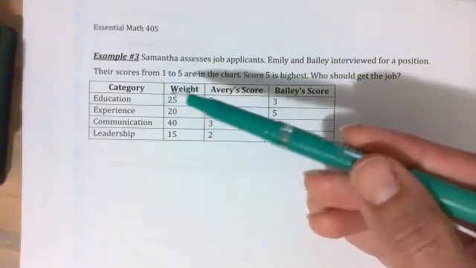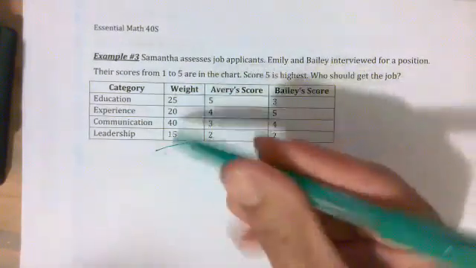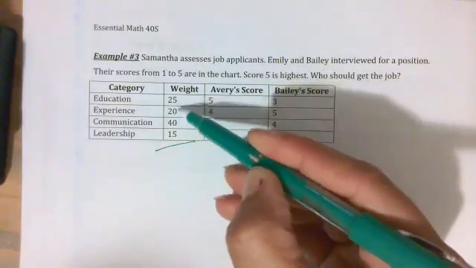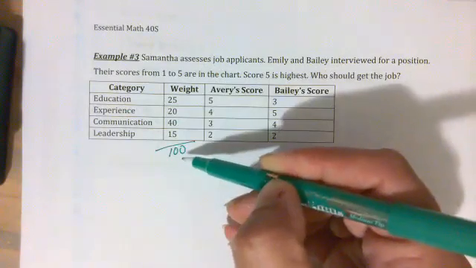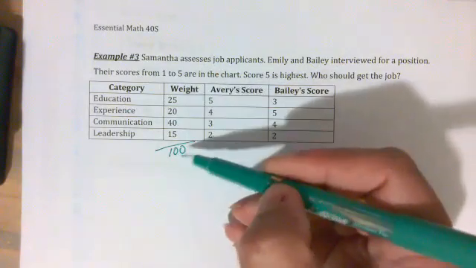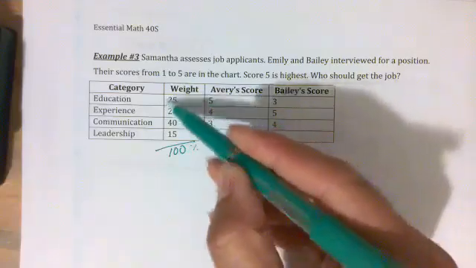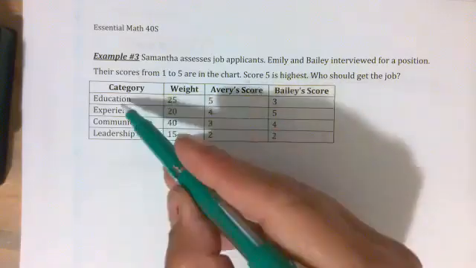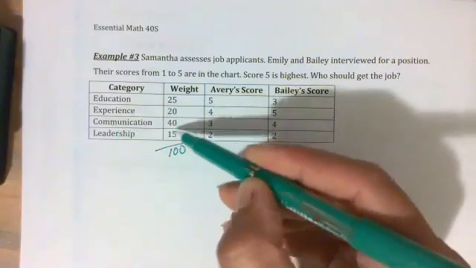We're going to assign a weight of 25 out of, let's see how many they got here. The total weight is 45, 85, so 100, right? So out of 100 total weight, you can think of this as a percentage too, they assign 25% for education. Now, notice how communication is the highest one.